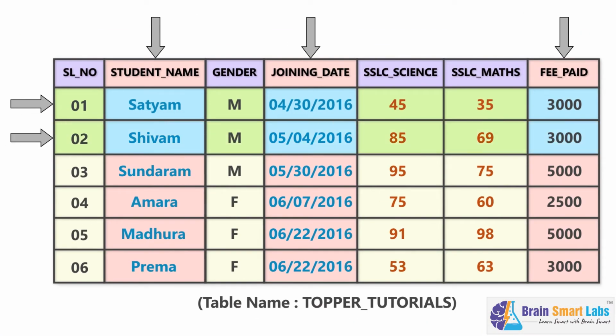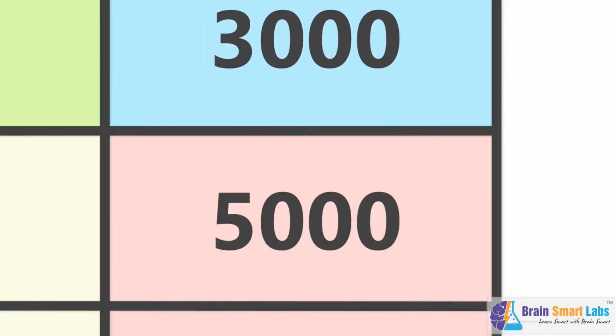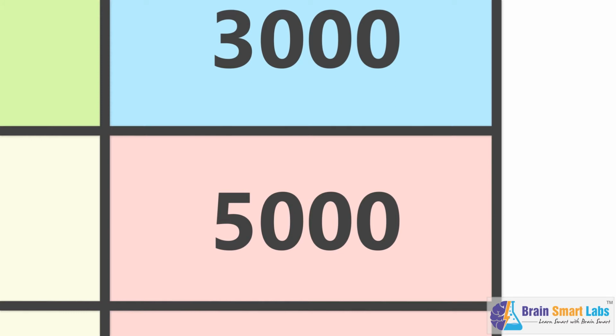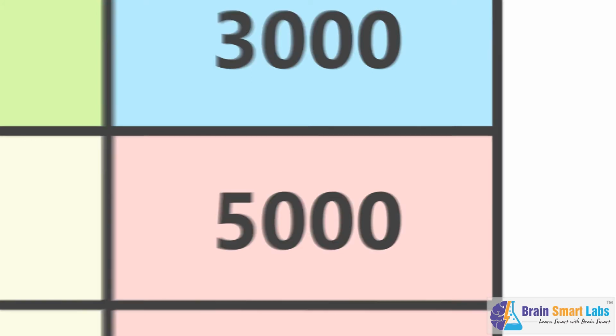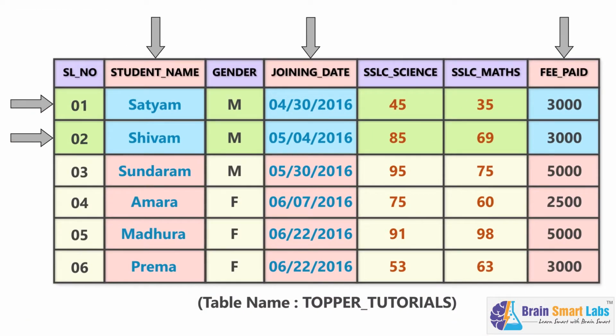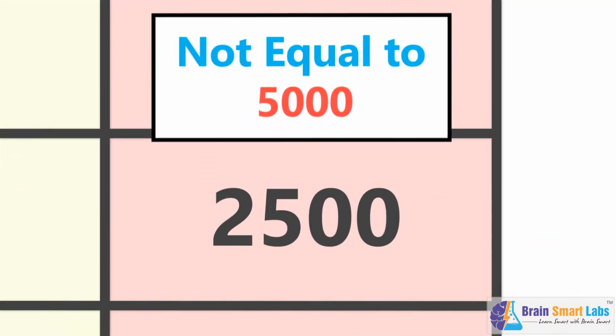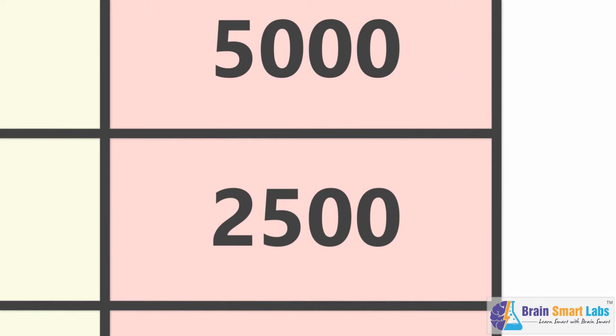The third student fortunately has paid a fee of rupees 5,000 which is equal to 5,000, and so Mr. Sundaram does not get marked in this process. The fourth student Amara has paid only rupees 2,500 which is not equal to rupees 5,000, and so even she gets marked in the filtering process.